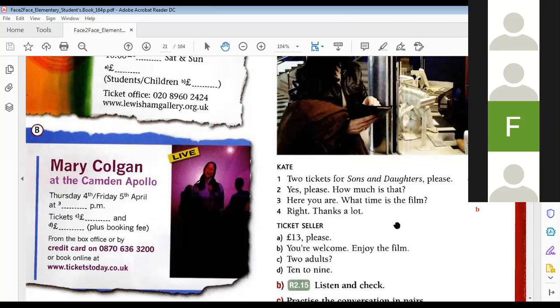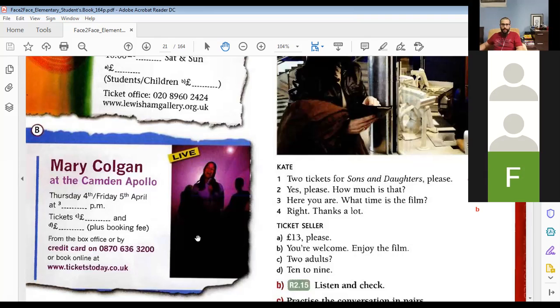2 tickets for sons and daughters, please. 2 adults? Yes, please. How much is that? 13 pounds, please. Here you are. What times is the film? 10 to 9. Right, thank you. Thanks a lot. Okay. You're welcome. Enjoy the film. Yeah, the last part, sorry.